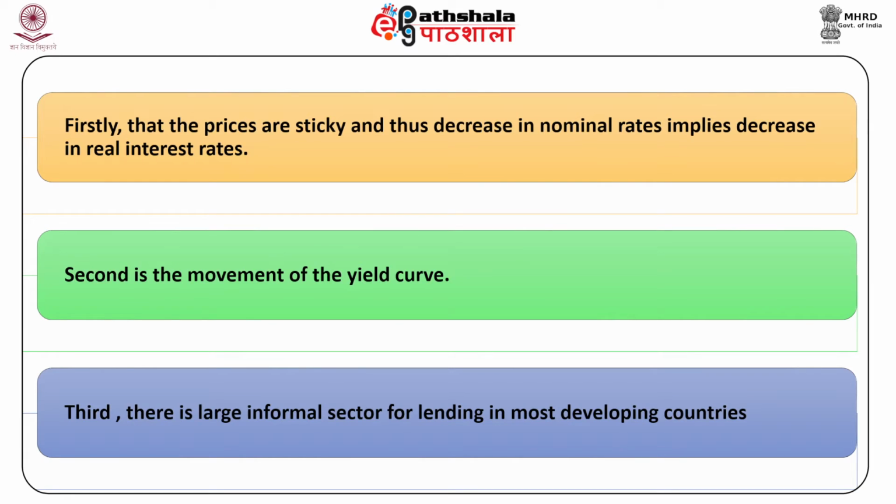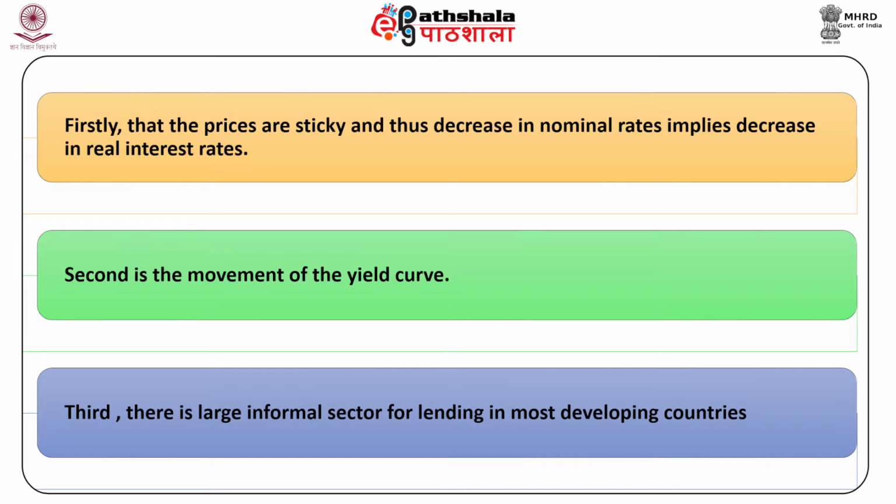There are two important aspects of this transmission. Firstly, the prices are sticky and thus decrease in nominal rates implies decrease in real interest rates. Second is the movement of the yield curve. The investment decision of firms and consumption and investment decision of the household are dependent on long-term rates. Based on the expectation hypothesis, the long-term rate is the average of short-term rates, and so if the short-term real rates decrease, this implies the long-term real rates also decline.